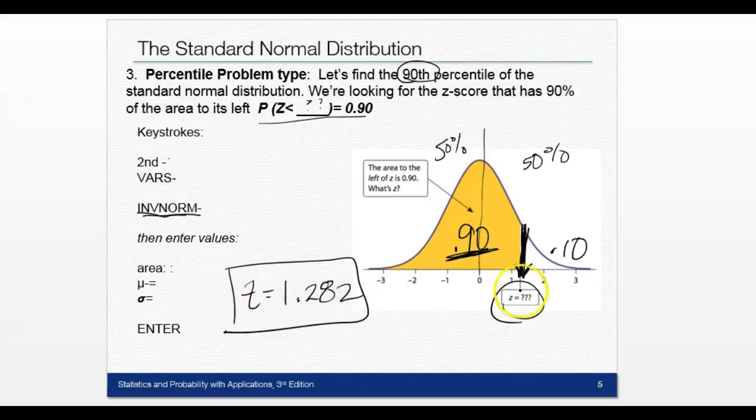So in this case, it's asking me what's the z-score. It gave me the area, it wants the z-score. The previous problems gave us the z-score but wanted the area. So they're just reverses of one another.